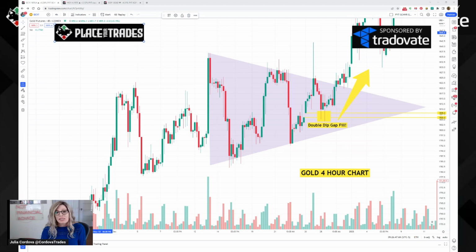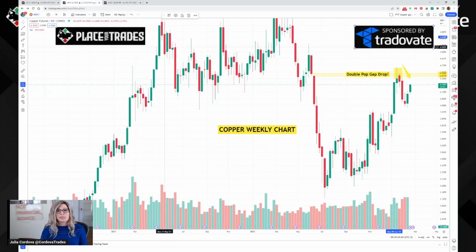So I call this a double dip gap fill. I think this is extraordinarily bullish. It almost always means that there's going to be continued price action to the upside. And because this was such a beautiful consolidation, I was pretty confident that not only would we see a large move because of the size of the consolidation, but that large move would be to the upside because of this double dip gap fill. What? I know. So let me show you something else that is the opposite direction.